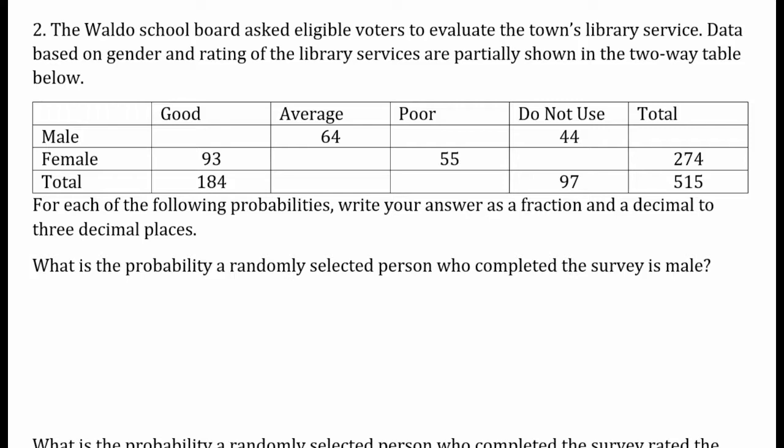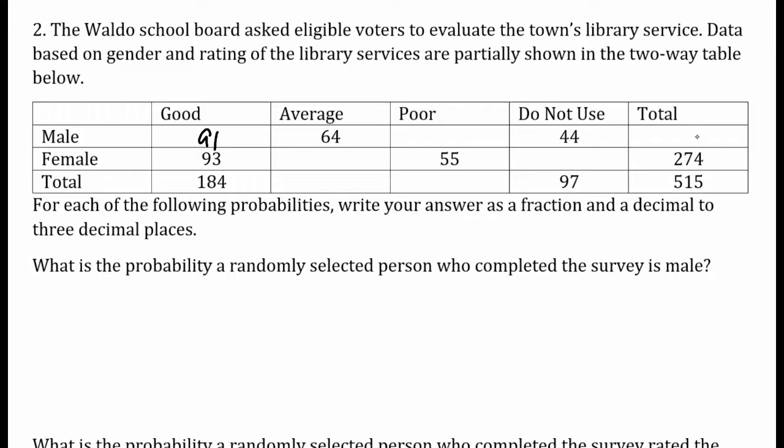The Waldo School Board asks eligible voters to evaluate their town's library service. Data based on gender and rating of the library are partially shown in the two-way table below. So two-way tables are like puzzles. We have to figure out what are the missing pieces of this puzzle here. So we need to find boxes that we can currently fill in. And the first one that came to my attention was the male and good box, that box in the upper corner here. Because 184 total, 93 are female, so if I subtract those, I get 91 males.